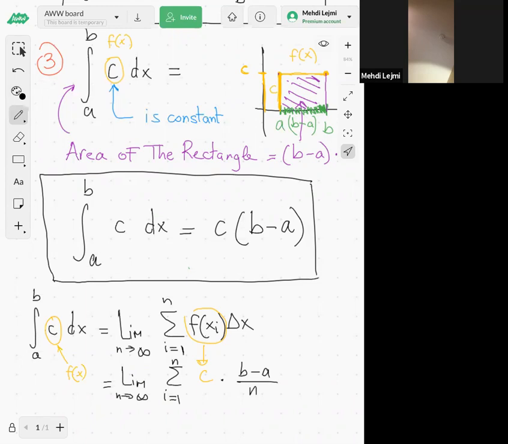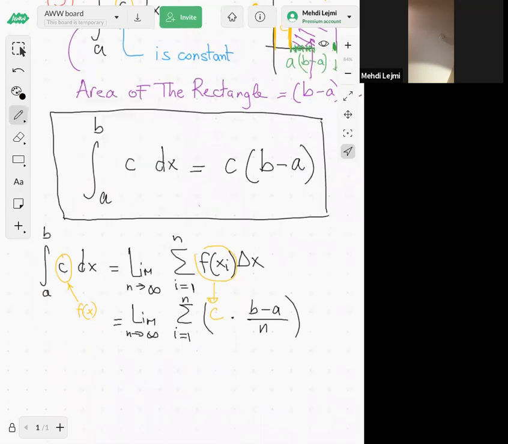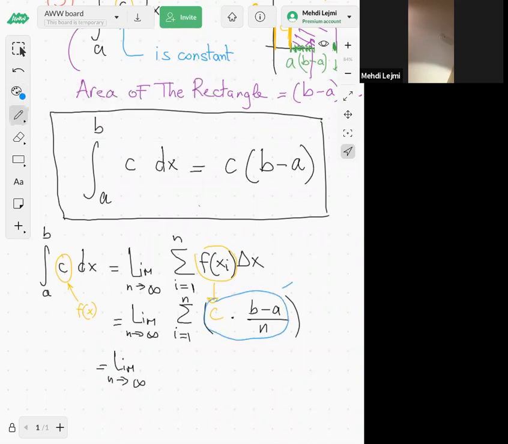So we have this summation, i going from 1 to n. Let me write down here for you, limit n going to infinity. When i is equal to 1, you see, guys, in this expression there is no i, right? So when i is equal to 1, I'm going to get just the same thing. There is no i anyway. So it's just c times (b minus a) over n.